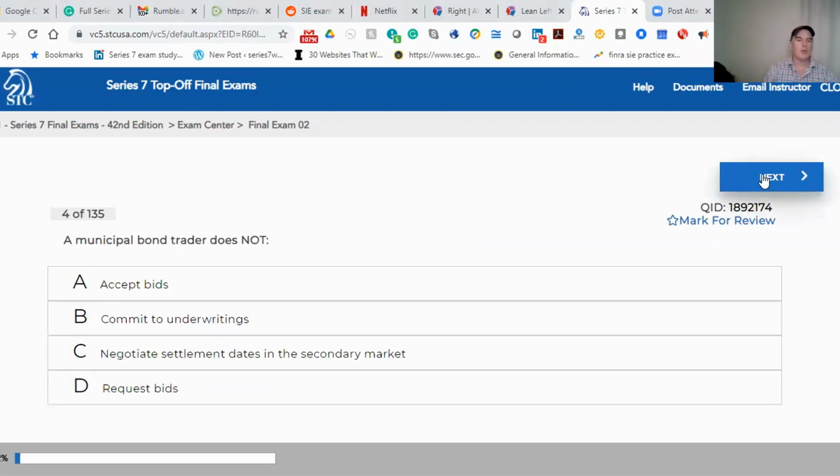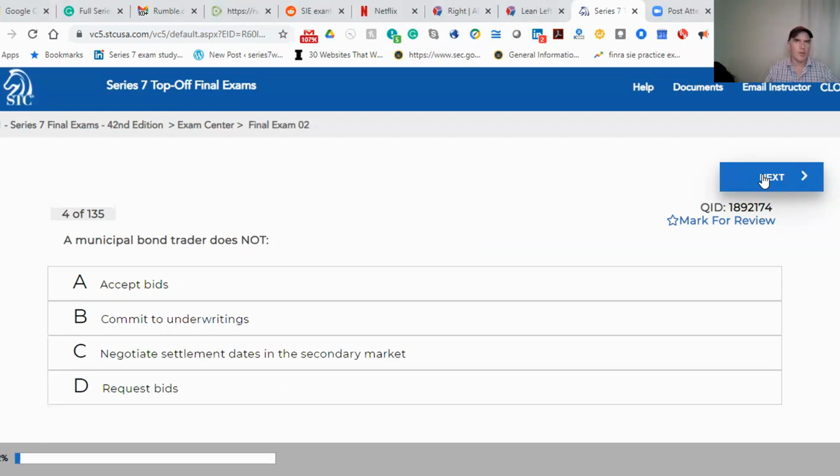Okay, a muni bond trader does not... Does it accept bids? I would think so. Commit to underwritings? I don't know, let's come back to that. Negotiate settlement dates in the secondary market? I disagree with that, but it is true. Like say I want to buy a bond and I want to settle in 3 days or 1 day, we could probably do that.